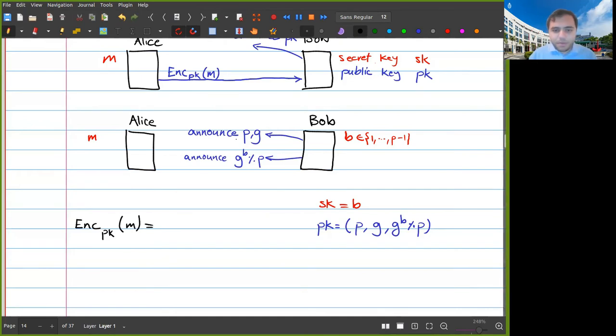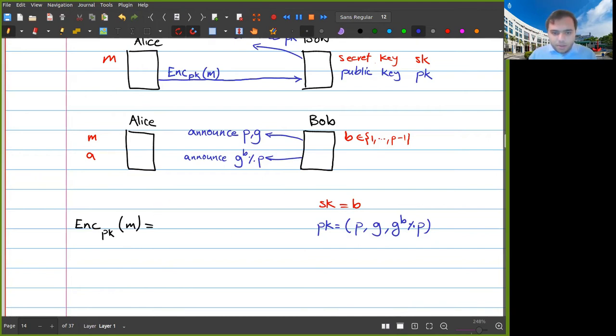Well, so as before, Alice can generate some random number A that only she knows, and then she can compute G to the power of A, right? Because G was part of the public key, so Alice knows G. And since she chose A herself, she can easily compute G to the power of A. And of course, she also needs P because all the calculations should be modulo P, and so she has to know the same P that Bob was using.